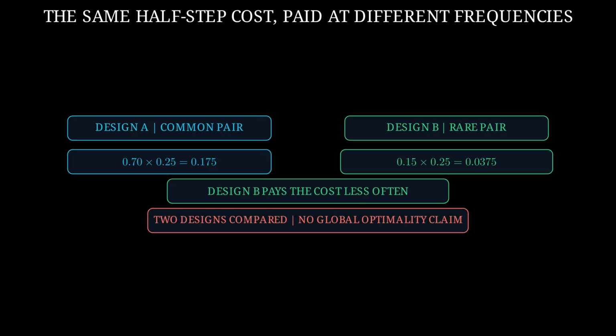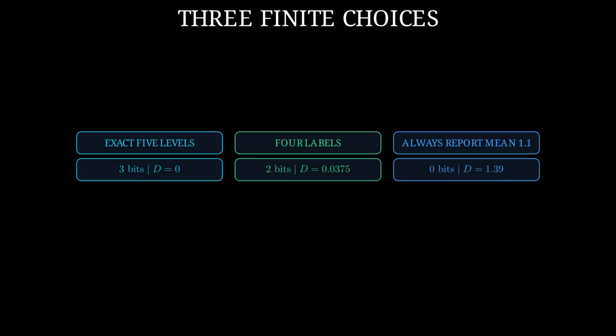We have not proved that this is the best possible 4-label compressor. We compared 2 finite designs under one explicit cost rule. That boundary matters because changing the error rule can change the answer completely. 3 finite choices show the trade-off. Exact fixed-length identification of 5 readings needs 3 bits and has 0 distortion. Our 4-label design uses a 2-bit index and has distortion 0.0375.